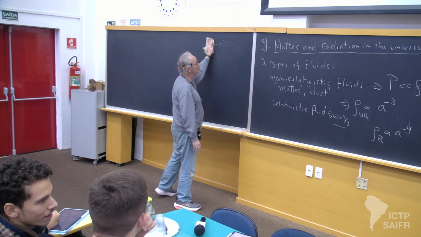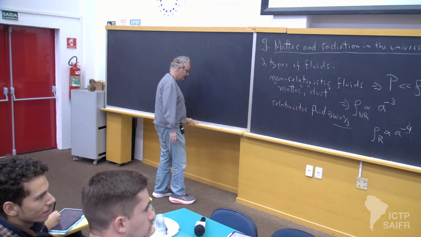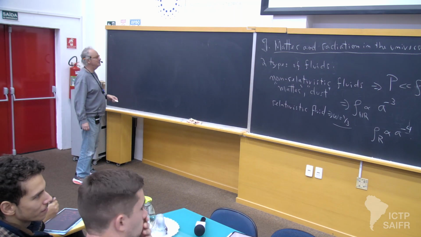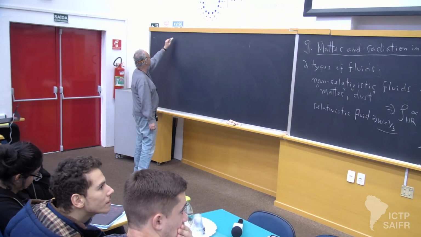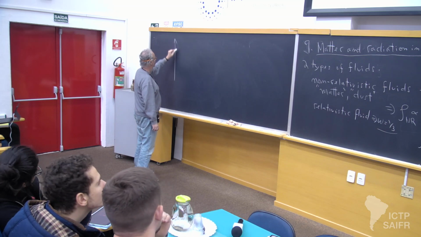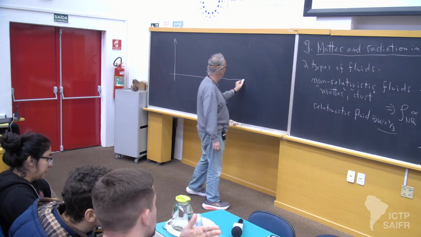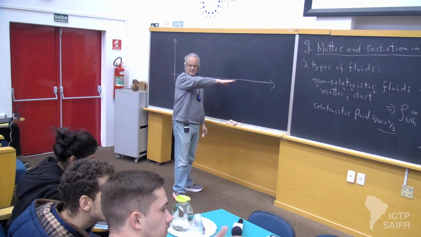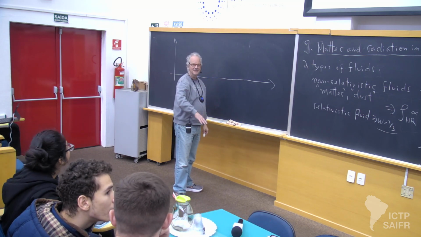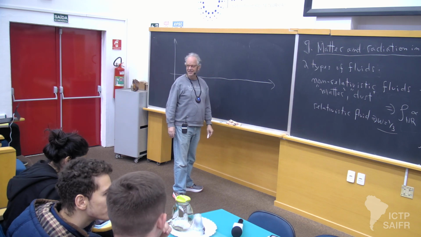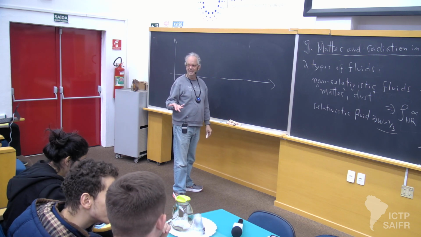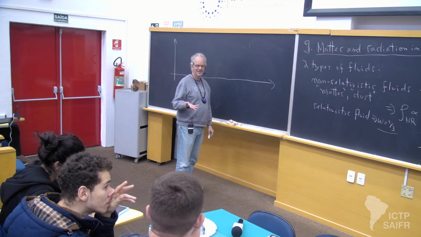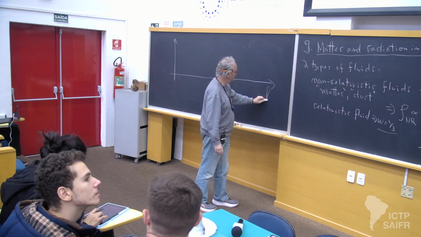Which, by the way, they're almost excluded observationally. So now I can plot what I think is one of my favorite graphs in cosmology. What I plot here is time. But I'm not going to use time. I'm going to use the scale factor as a proxy of time. And I'm not going to plot the scale factor. I'm going to plot the logarithm of the scale factor. So I'm going to plot log of a.